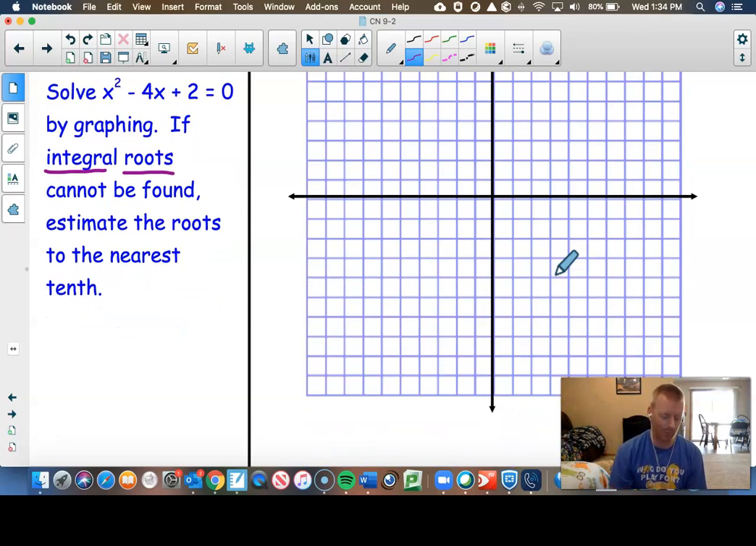So same exact process. We're going to take and find the axis of symmetry. Opposite of b is 4 over 2. So we have an axis of symmetry of 2.